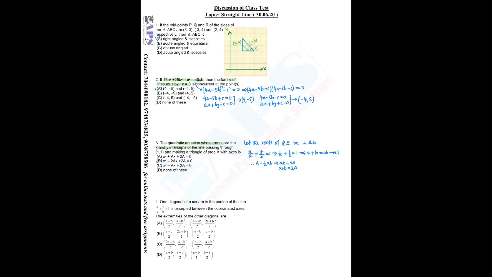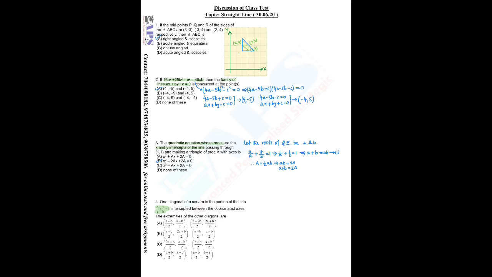So this was pretty easy. Now let us consider question number 4. Here one diagonal of a square is the portion of the line intercepted between the coordinate axes. Right. So one of the diagonals is given, that is the main point here. One of the diagonals is given.